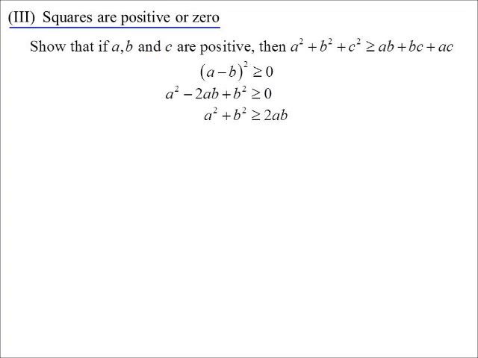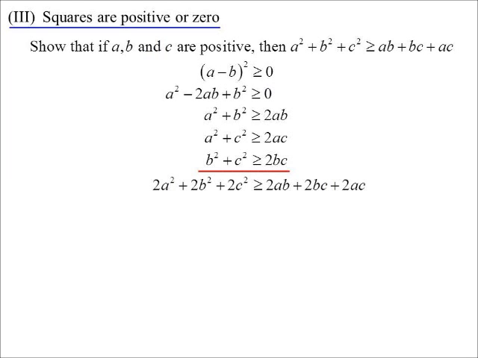a and b, they were just letters I picked. I could have picked any letter. So a squared plus c squared must be greater than or equal to 2ac. In fact, b squared plus c squared must be greater than or equal to 2bc. They're just letters. Well, why don't I add those three together? So 2a squared plus 2b squared plus 2c squared is greater than or equal to 2ab plus 2bc plus 2ac. Divide everything by 2. That's got to be true.